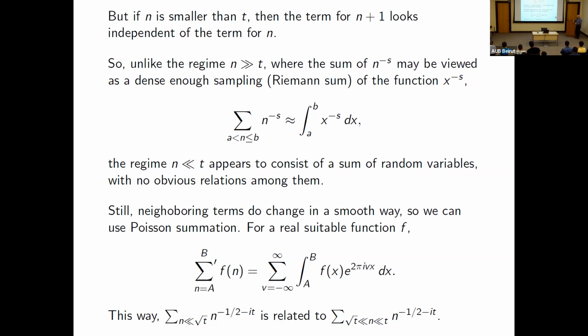So if you apply this to the Dirichlet polynomial for zeta, what you find is that the sum of the Dirichlet polynomial up to square root of t is related in a very simple way to the sum between square root of t and t. So all you need to do is compute the sum up to square root of t, and then you can recover the rest by this simple relation. And beyond t, you can just use the Riemann correction terms or use the Euler-Maclaurin correction terms.